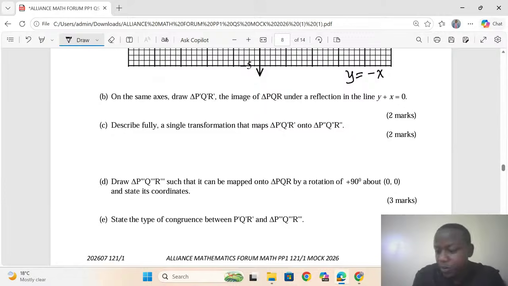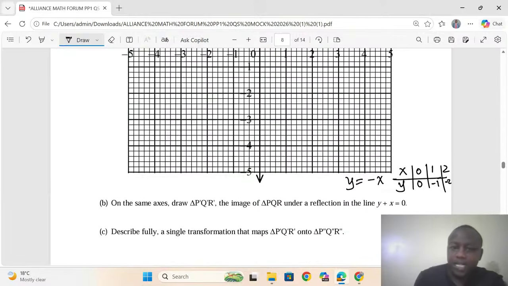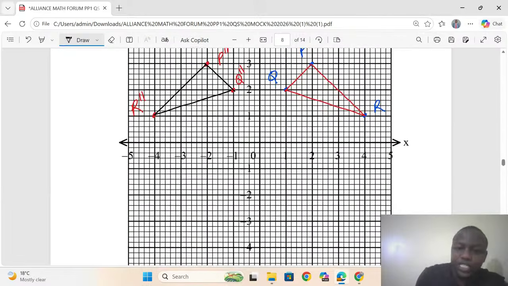Then if that is so, why don't we have a small table, x and y? When x is 0, 0 times negative will give us 0. When x is 1, y should be negative 1. When x is 2, y should be negative 2. The value of y is the negative value of x. You get that? Okay.